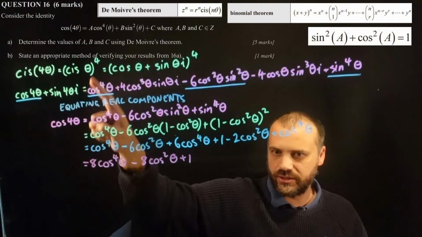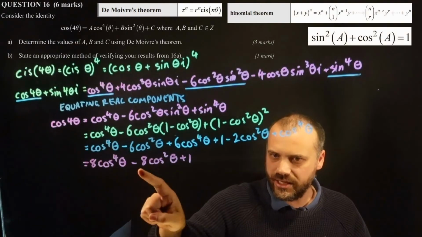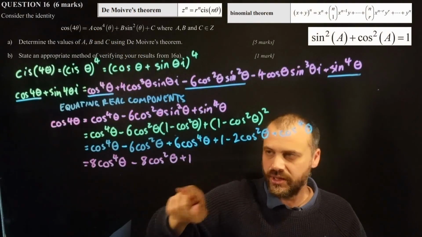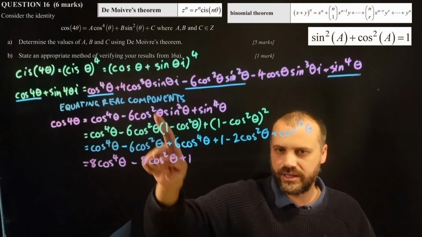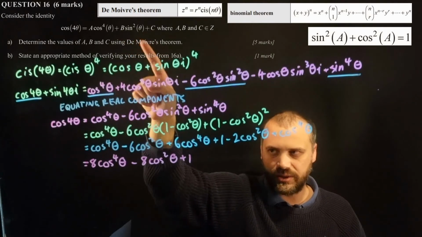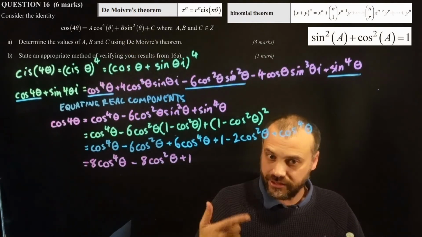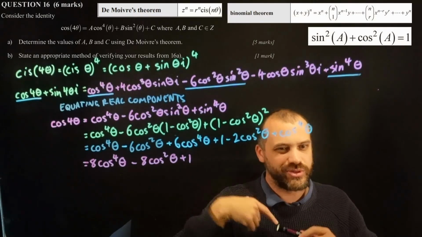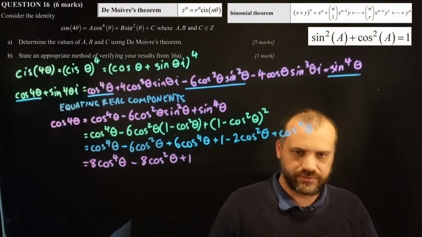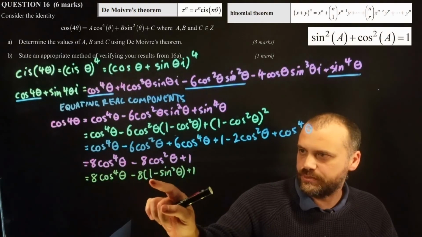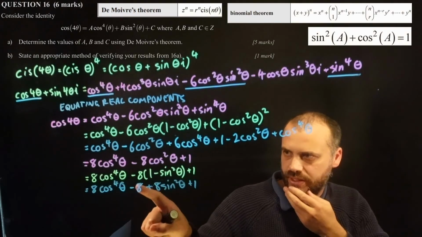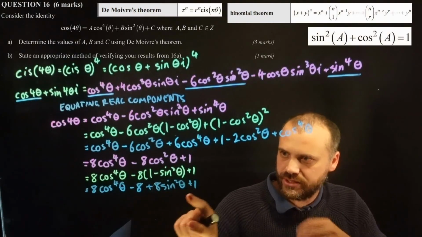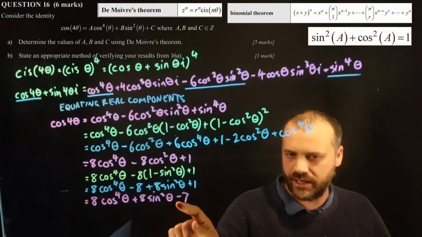We've got cos 4 theta on the left-hand side, and here, what do we have? We have 8 cos 4 theta, so we wanted a cos 4 theta, so that's good. Then we have minus 8 cos squared theta, but we wanted a sine squared theta, not a cos squared theta. Luckily, I can fix that because I can replace that cos squared theta with 1 minus sine squared theta. Right there. Okay, I can expand those brackets. There you go, those brackets expanded to be this. And finally, I can group these constants. That's it, we are done.